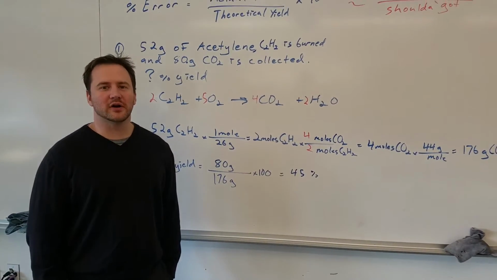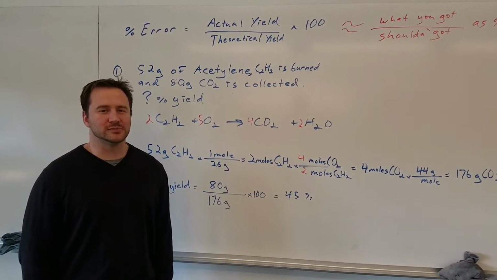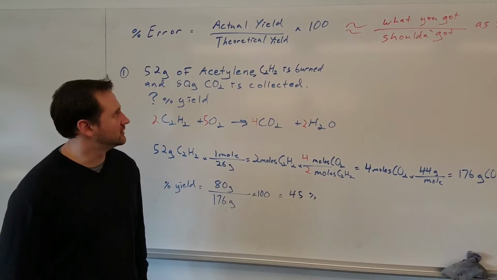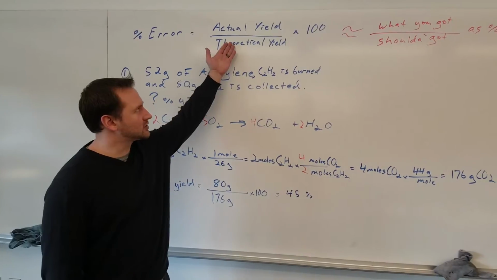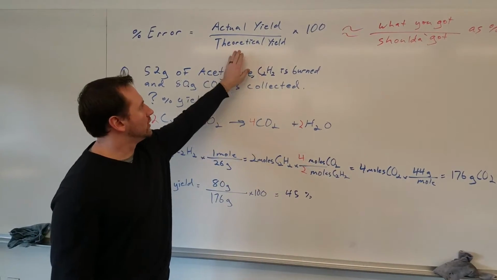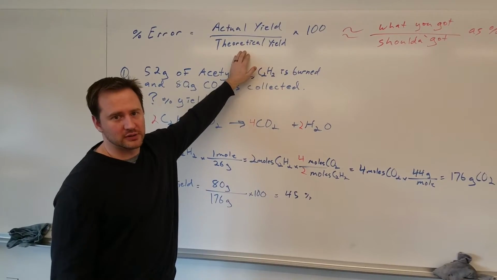In this video, we're going to talk about percent yield, which is basically what you got out of what you should have got, written as a percentage. Formally, we would write it as the actual yield, which is what is produced in a chemical reaction that you actually collect, over what you would predict, or the theoretical yield.